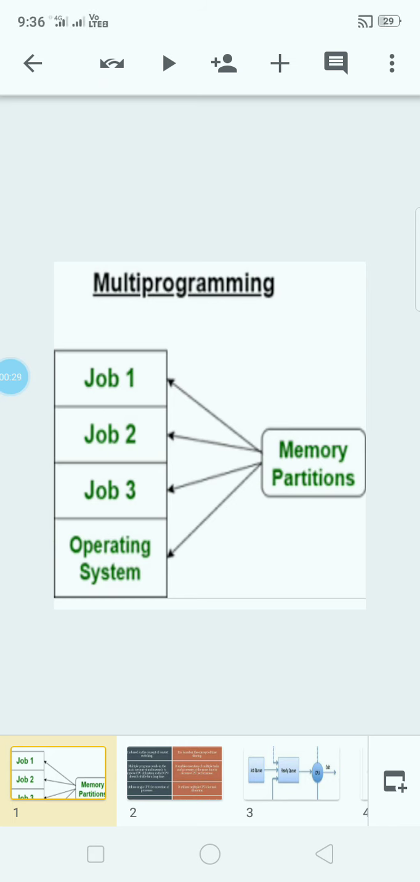Multi-programming allows using the CPU effectively by allowing various users to use the CPU and input-output devices effectively. Multi-programming makes sure that the CPU always has something to execute, thus increasing the CPU utilization.